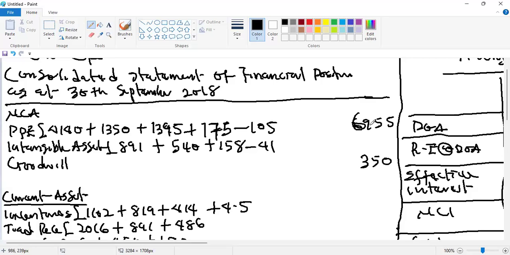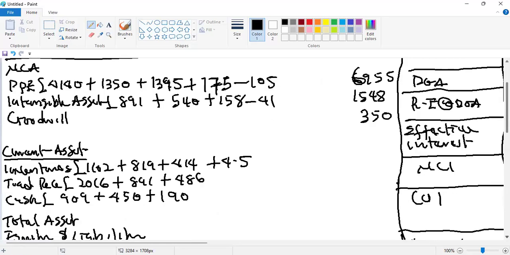Plus 540 plus 158 minus 41. 1548. 1102 plus 819 plus 4.5 gives 2339.5.